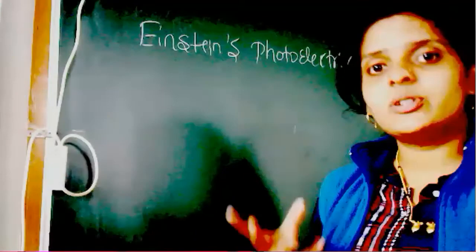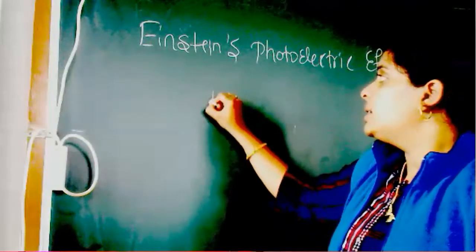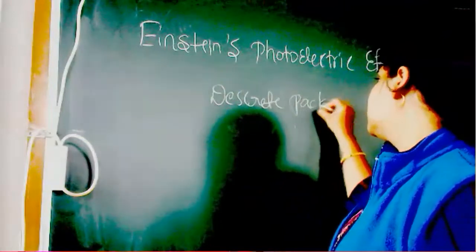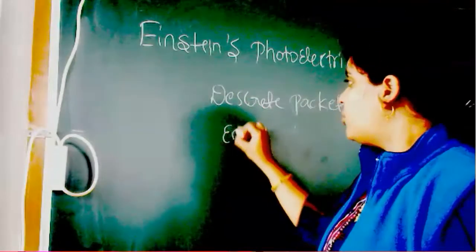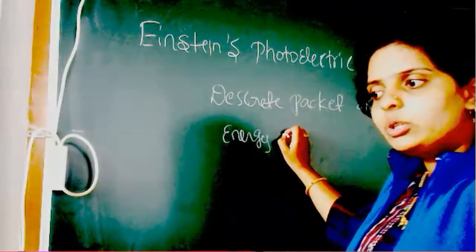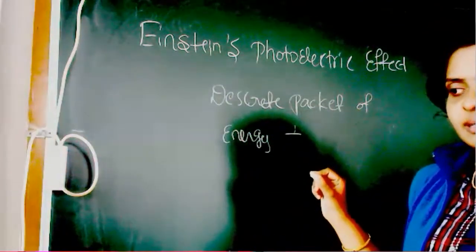What Einstein will say here is that the light radiations falling on the metal surface have discrete packets of energy. According to Einstein, the light radiations have discrete packets of energy, and that discrete packet of energy is called, do you know what it is called in chemistry? You might have studied, no? What is it called, students? We have discrete packets of energies.